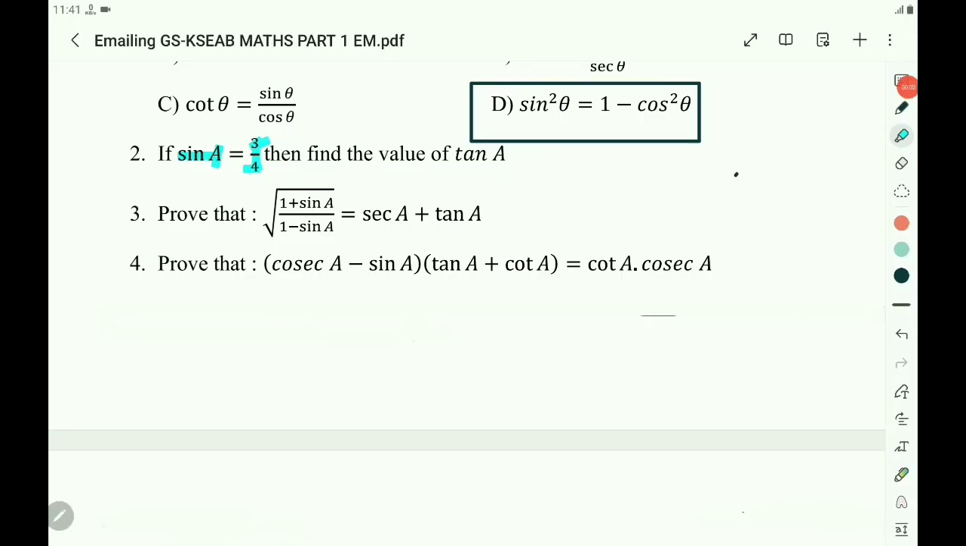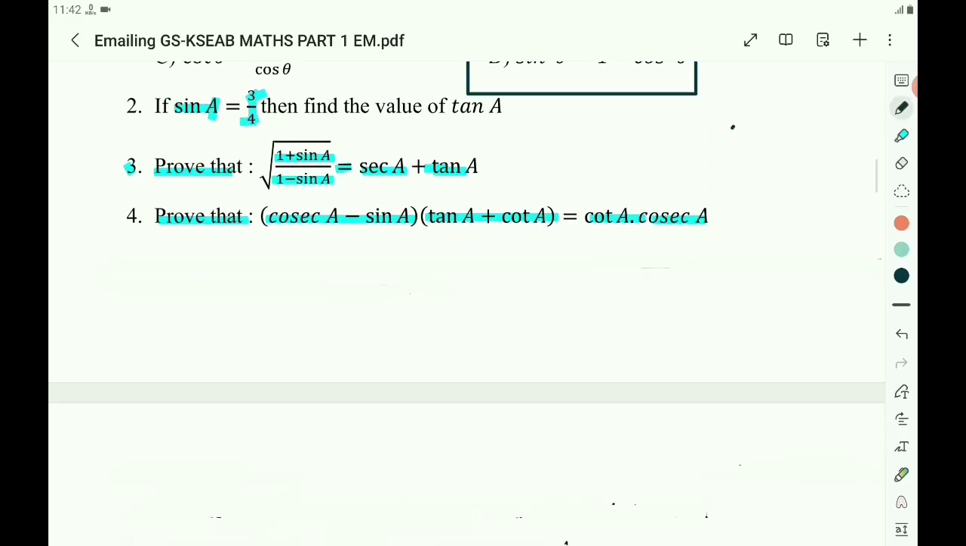Next question, question number 3, that is the question number 32 of that question paper 2. Prove that whole root 1 plus sin A by 1 minus sin A equals secant A plus tan A, or question is there. Here we have taken that question as 4. Prove that cosec A minus sin A into tan A plus cot A equals cot A into cosec A. Let us prove one by one. Now you take the first one, third one.